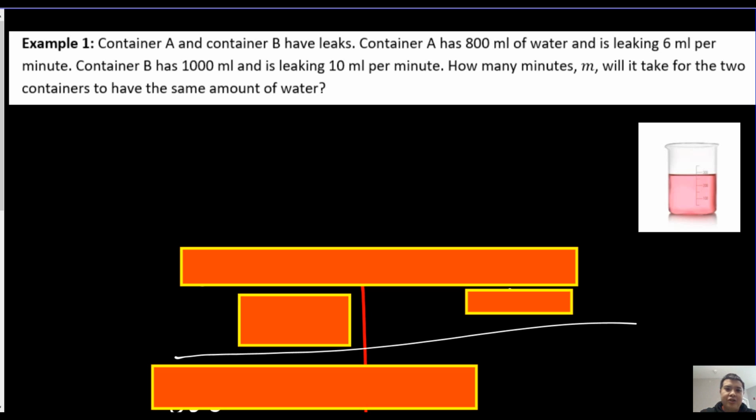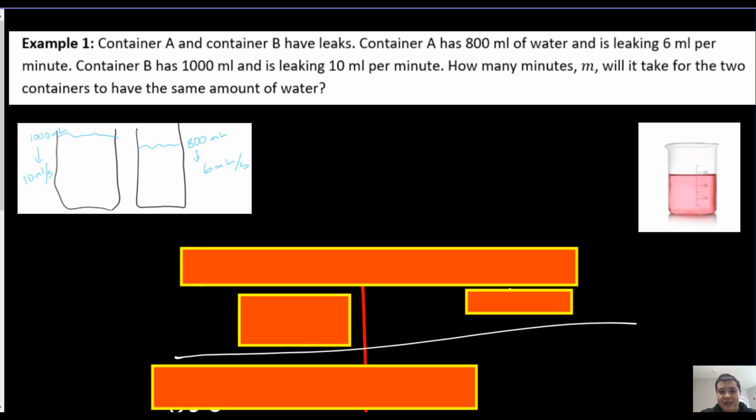So for questions like this, I like to draw a little picture because Mr. Wan is an artist. As you guys can see, I've drawn two containers. One of them has 1000 milliliters, so it's a little higher than the other one that has 800 milliliters. And the 1000 milliliter one is losing 10 milliliters per minute, while the other one is only losing 6. So even though this one starts off with more, it's losing at a faster rate as opposed to the other one. So at some point, they're going to have the same amount of water. So what we're going to be looking for is when those levels are going to be the same.